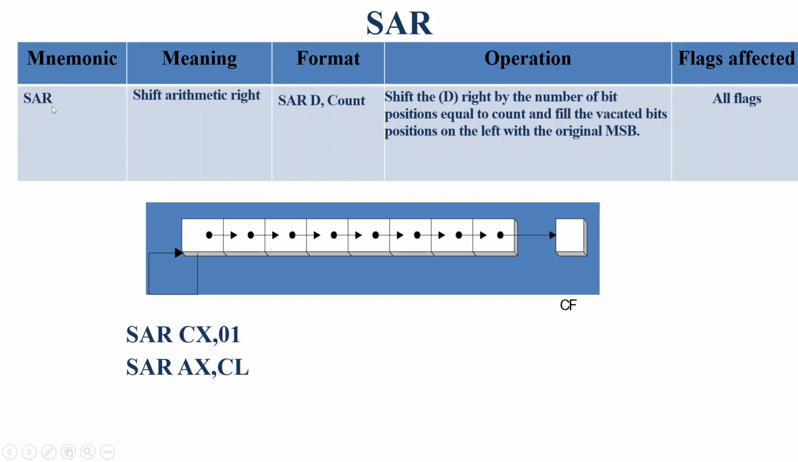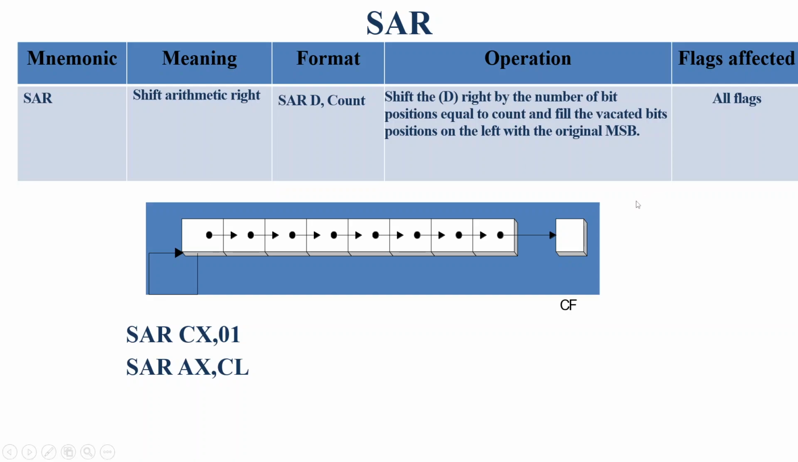The next instruction what we are going to discuss is SAR. SAR is a mnemonic and the meaning of it is shift arithmetic right, and the format for this is SAR D comma count. What we are going to do here? Here the destination register is shifted right by the bit positions which is equal to the count. Thereby the leftmost bits are replaced with what? It's replaced with the original most significant bit. It is not filled with the zeros like your previous instruction SHR. Here the leftmost bits are filled with the MSB.